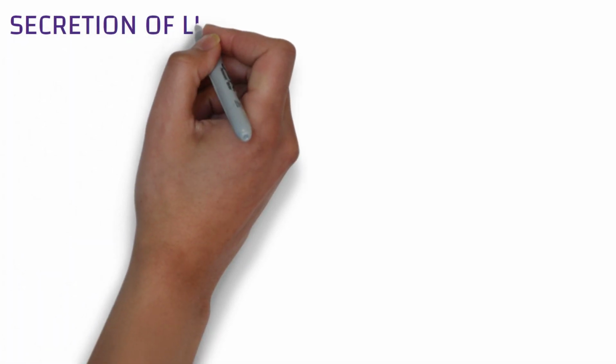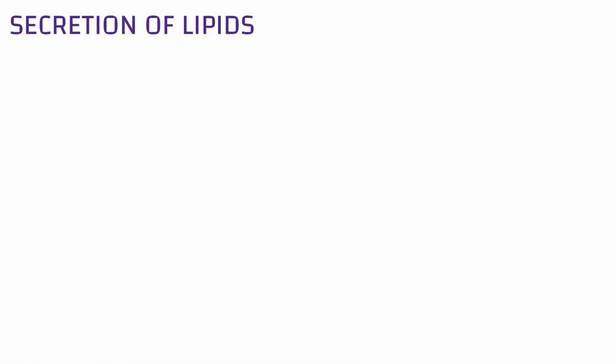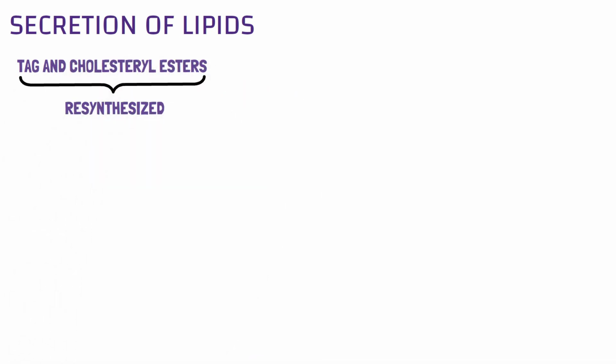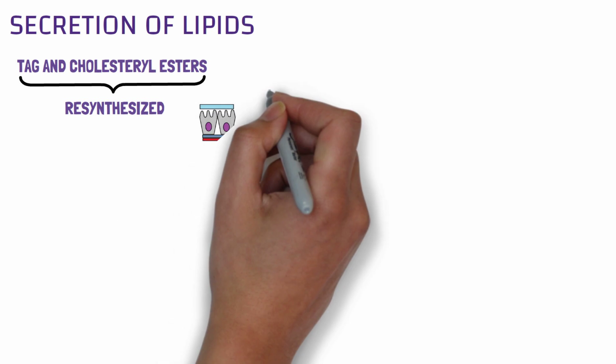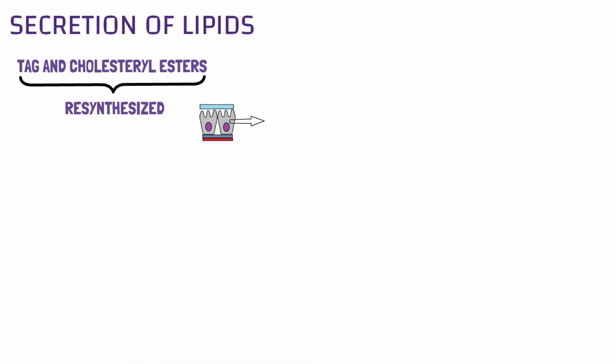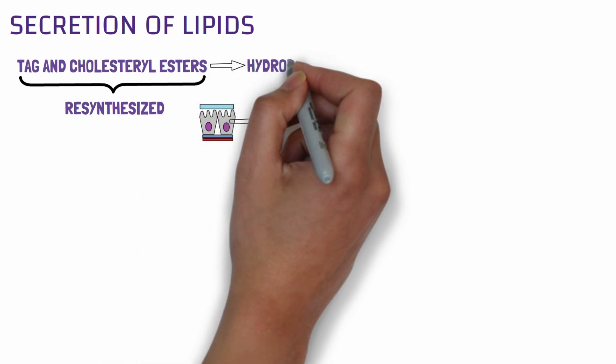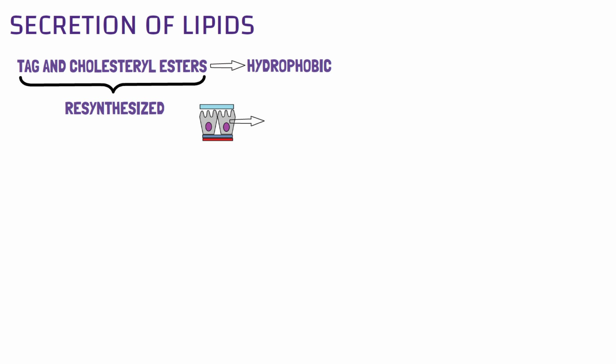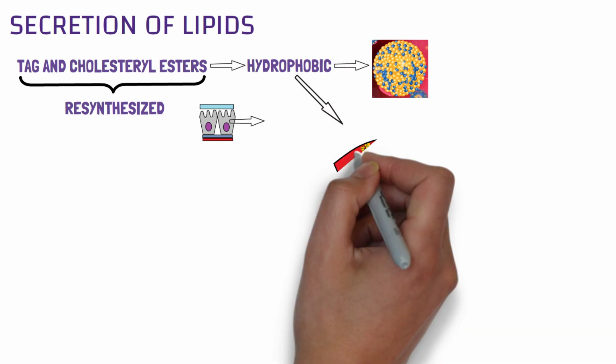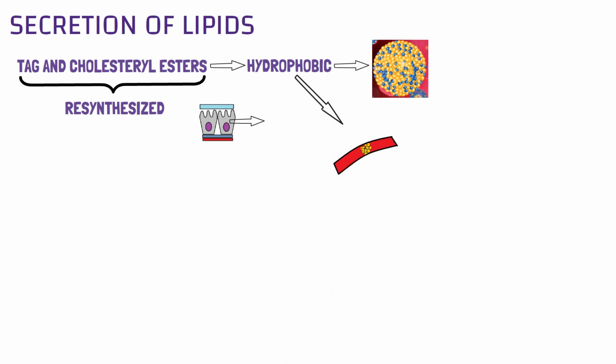Now let's talk about secretion of the lipids. Once triacylglycerol and cholesterol esters are resynthesized, they are released from the enterocytes. But these molecules are very hydrophobic, meaning they are not soluble in water-based blood plasma. So they need to be packaged as particles of lipid droplets, otherwise they would aggregate and clump together, making it difficult for them to be transported through the bloodstream to other tissues and organs of the body.